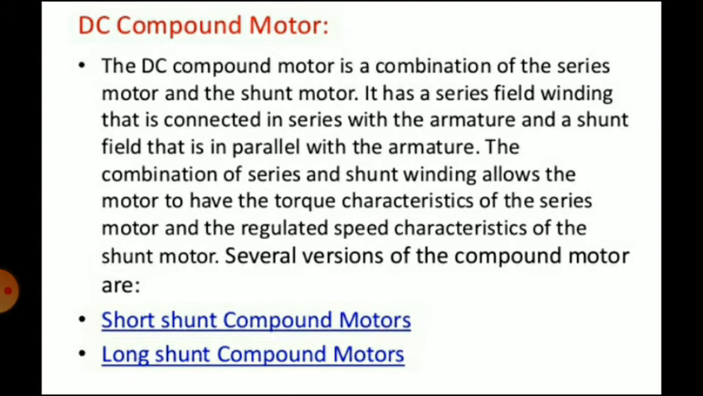And the DC compound motor. So DC compound motor is a combination of series motor and the shunt motor. So it has a series field winding that is connected in series with the armature and a shunt field that is in parallel with the armature. So the combination of series and shunt winding allows the motor to have the torque characteristics of the series motor and the regulated speed characteristics of the shunt motor. So this is the advantage of the DC compound motor.